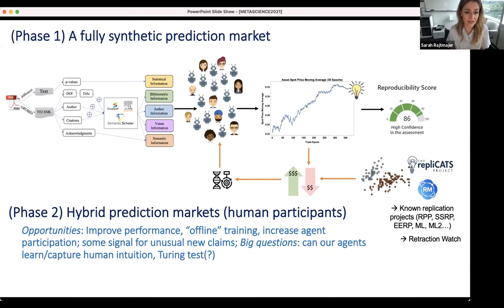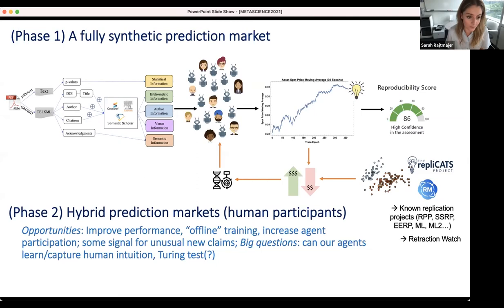So we can actually run these human participant hybrid markets in 30 minutes, of course, but we pitched this idea that maybe we can do it every couple months or every now and then. The actual appropriate timing of that, we don't know. And then deploy our system in a fully synthetic fashion offline.